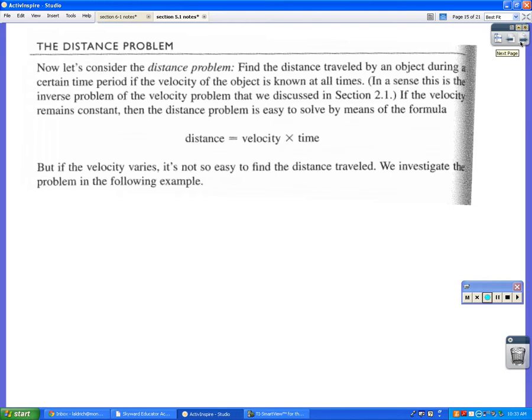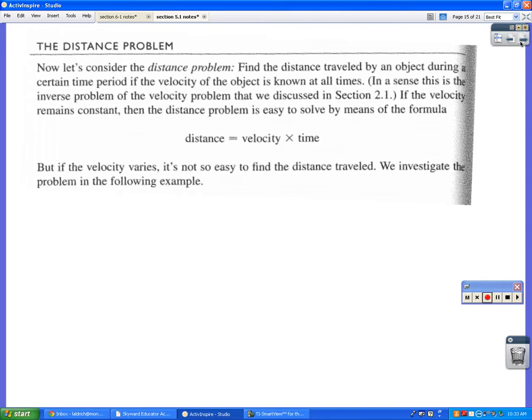Now let's consider the distance problem. Find the distance traveled by an object during a certain time period if the velocity of the object is known at all times. So what we're going with is a situation where we know the speed of the object but not the distance that it has traveled, and we're going to try and find the distance traveled, okay?